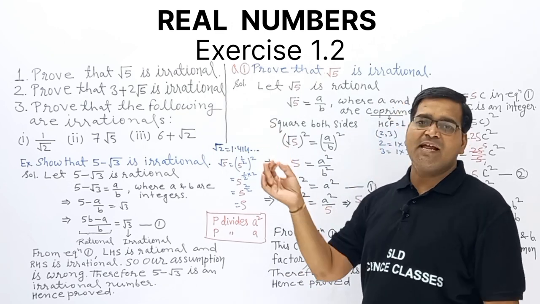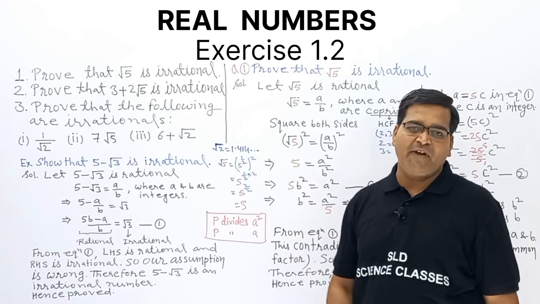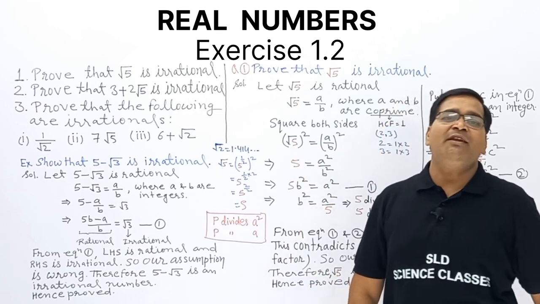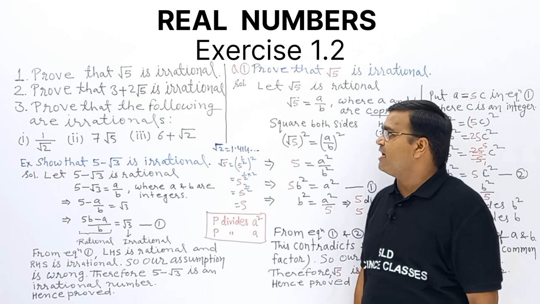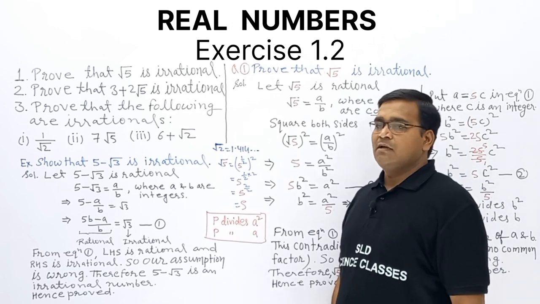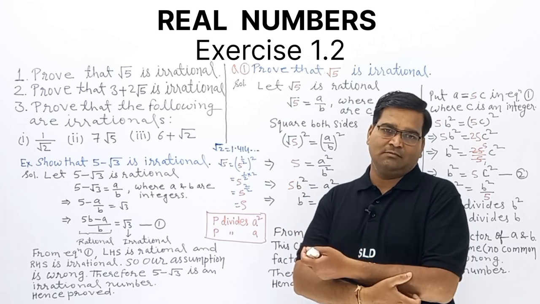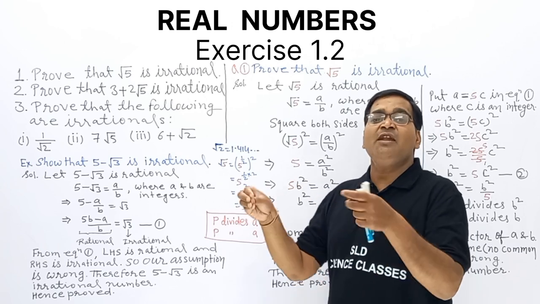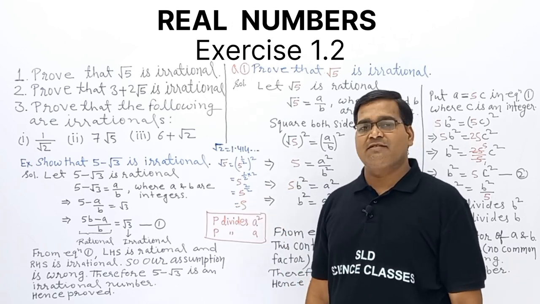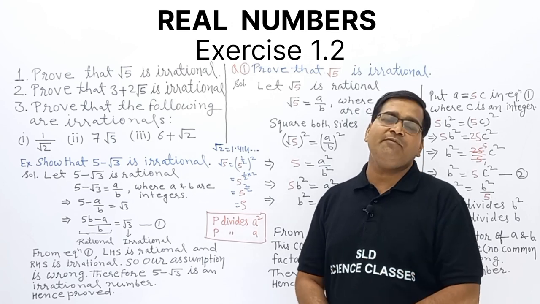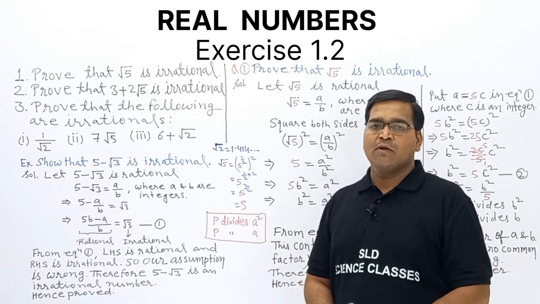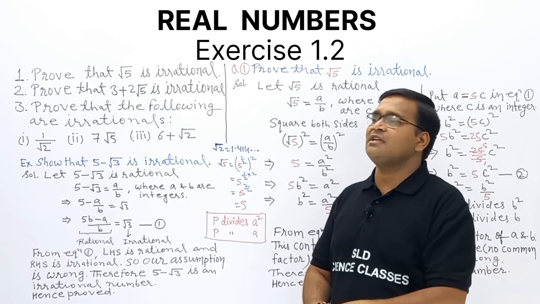Single irrational numbers like root 2, root 3, root 5. But in question number 2 and question number 3 of your exercise, we have the sum of two numbers, and the division and multiplication of two numbers, and in those two numbers, one is rational and the other one is irrational.